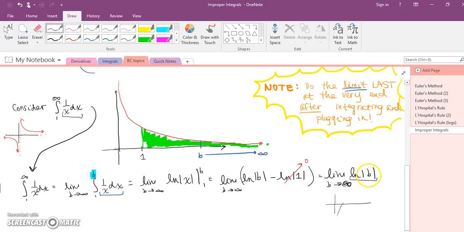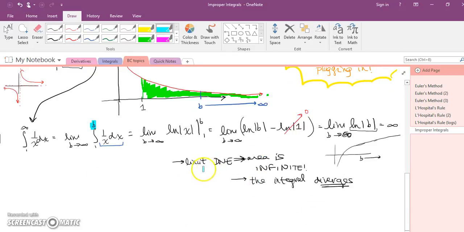And think, all right, if b was a larger and larger number, what would happen? So natural log is a very slow growth. But if b were actually to go to infinity, this would very, very slowly keep increasing forever. So the limit would be infinity. It's slow, but it does go to infinity. So because this limit is infinite, it doesn't exist. So we can say that the area is infinite. Make sure you write that down.